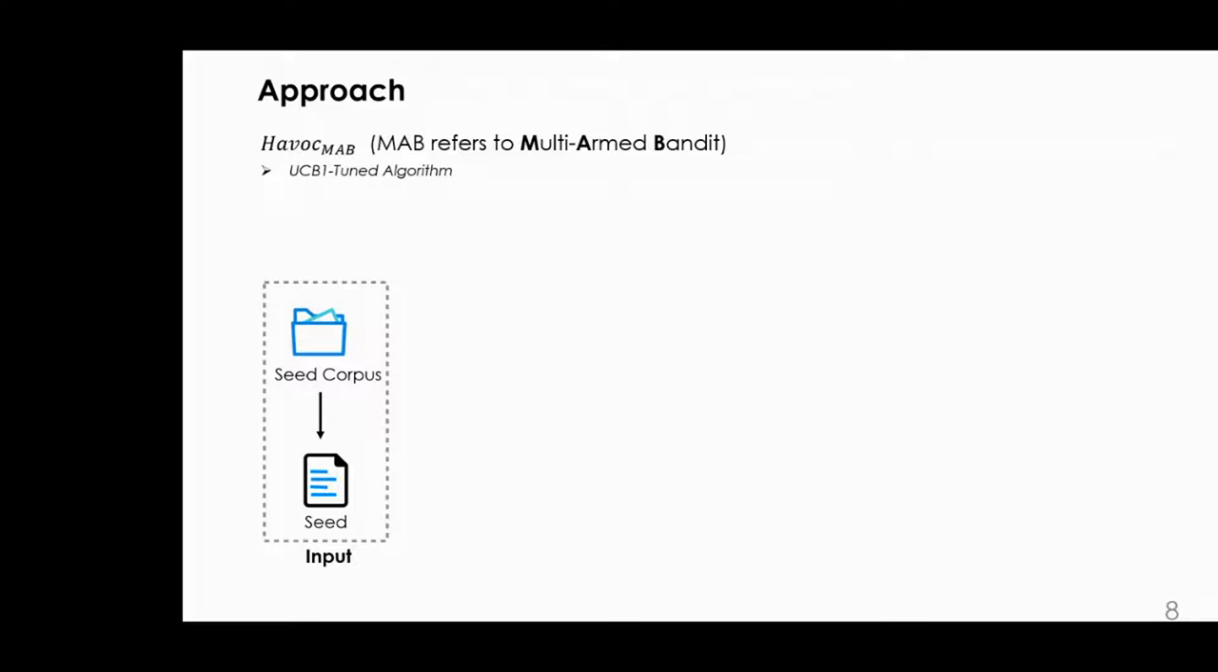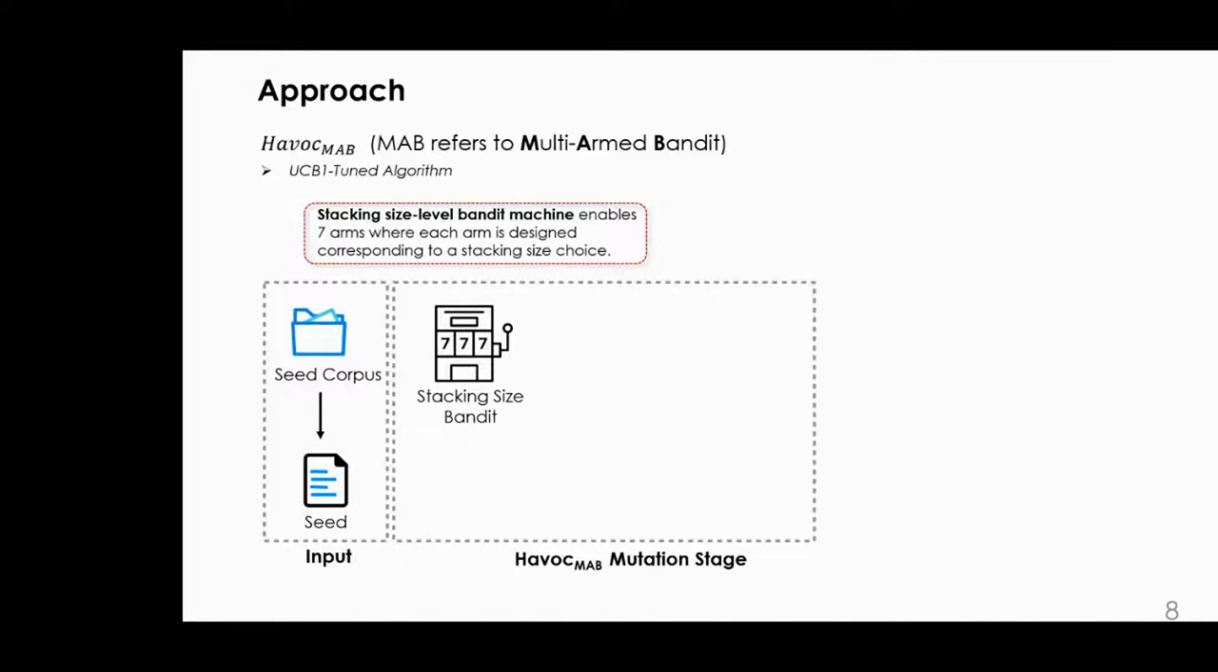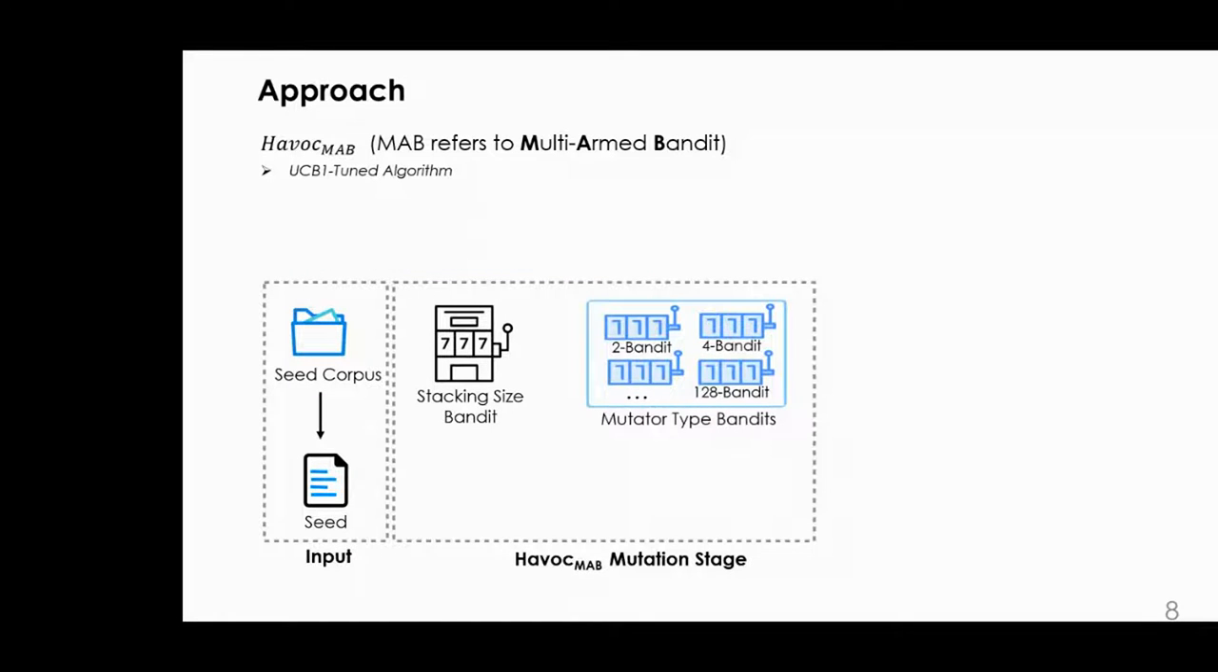MAB refers to multi-armed bandit, and we select a seed from the seed corpus as usual. Then we have a stacking size level bandit machine enabled with 7 arms, where each arm corresponds to a stacking size choice. And we also have mutator type bandits, which select the two types of mutators. First, we determine the stacking size, then we fill the stack with the selected mutators.